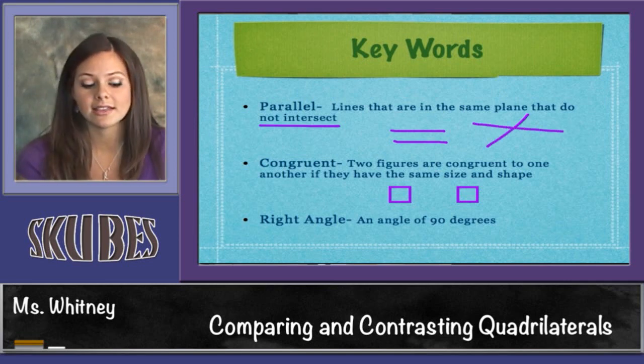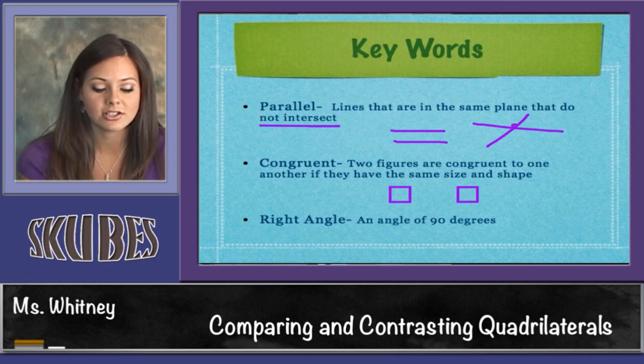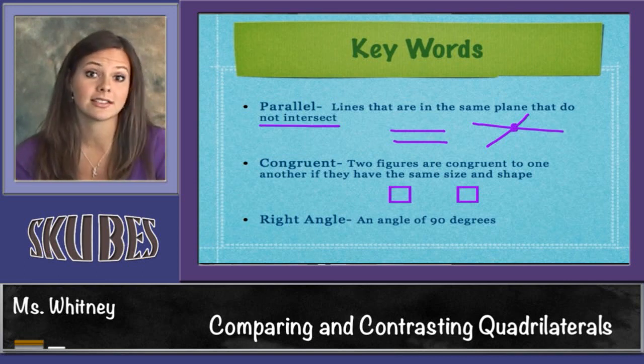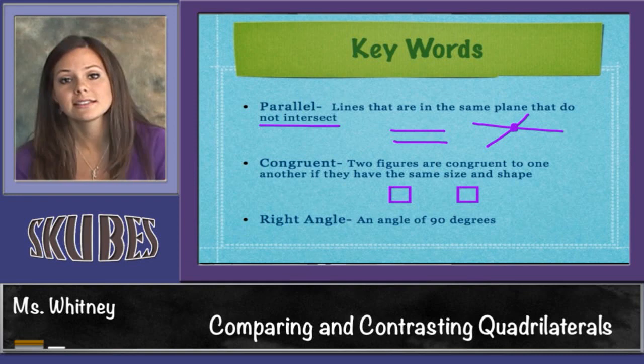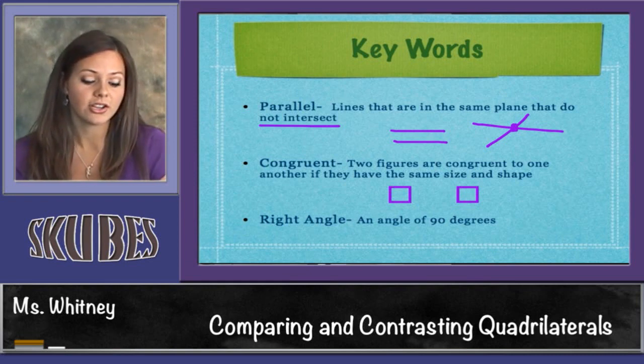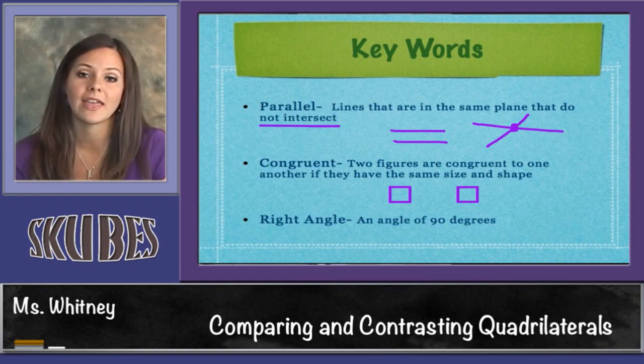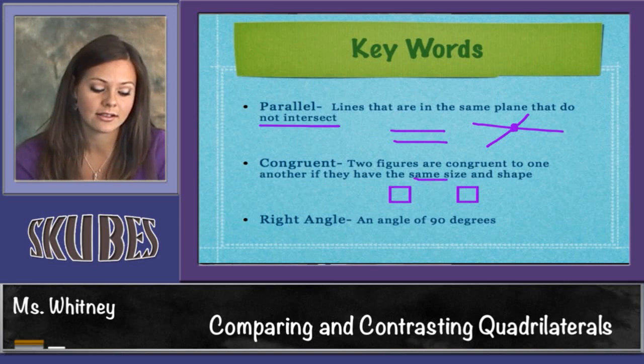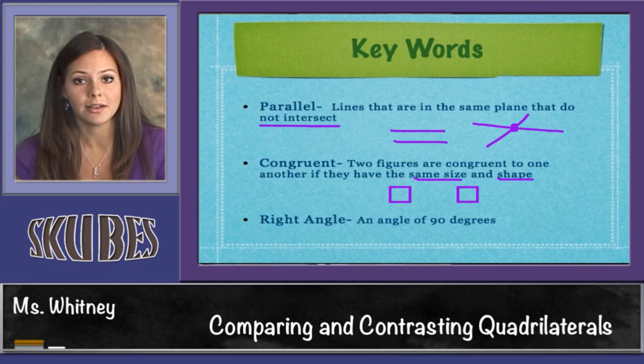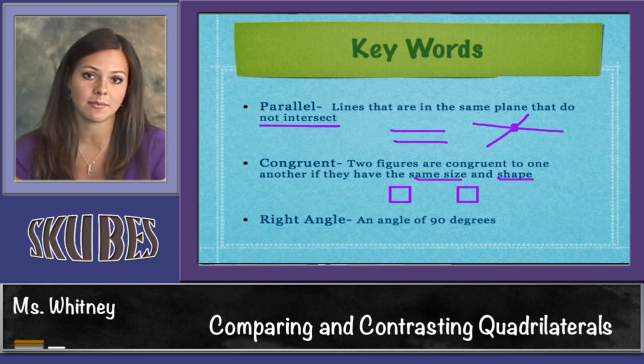We call these lines intersecting because there's a point that they touch or intersect. The next word is congruent. Two figures are congruent to one another if they have the same size and the same shape. The two figures below are congruent because they are the same size and shape.